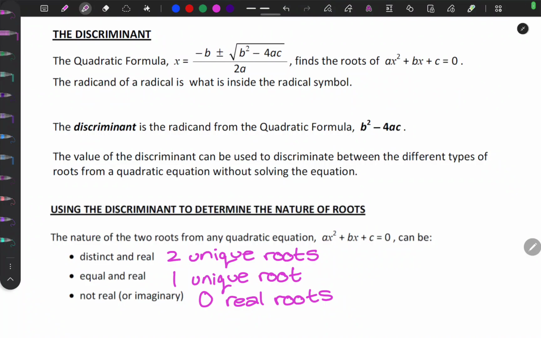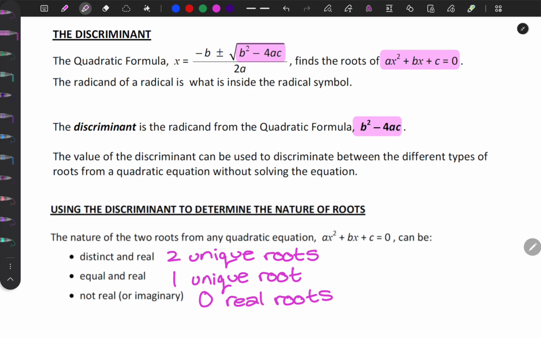Today we're going to look at the discriminant. So we've used the quadratic formula to find the roots of a quadratic equation in standard form, ax squared plus bx plus c equals 0. What we're going to focus on is specifically part of that formula, the part that is underneath the square root sign, b squared minus 4ac. When we talk about something underneath a radical sign, we call that the radicand. So we're going to look at the radicand from the quadratic formula.